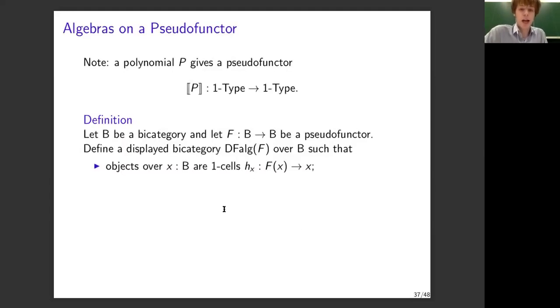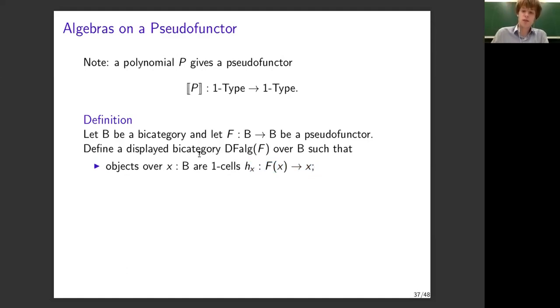So let us start with algebras on a pseudofunctor. The observation for why this is useful is that every polynomial P gives rise to a pseudofunctor on one-types. That is why we can apply this construction to our desired case. What is more important to remember here is that the objects over some object in B are just one-cells like this. So this is just the algebra map you want.